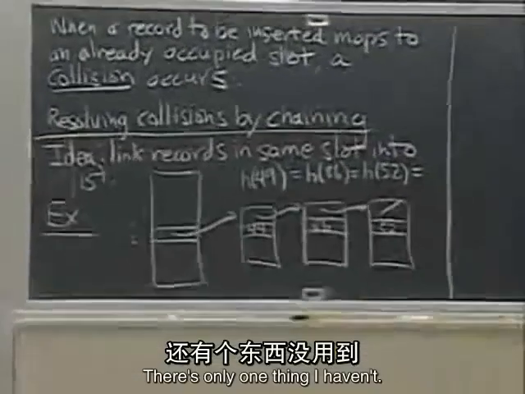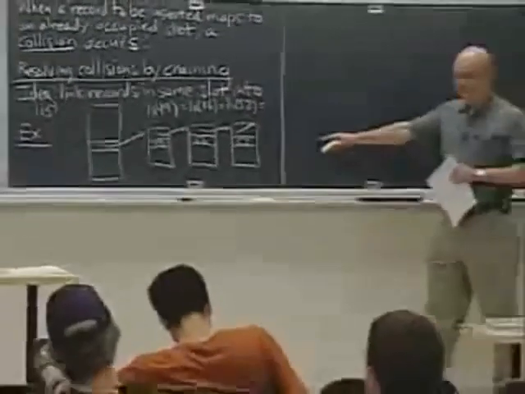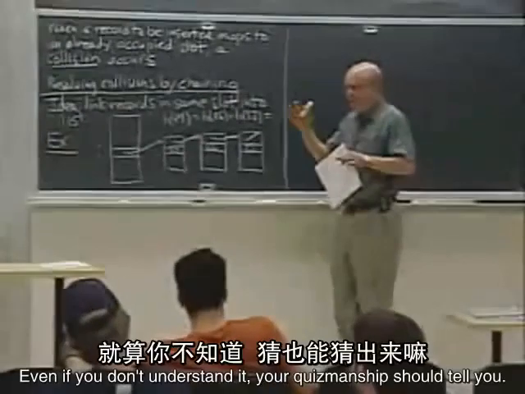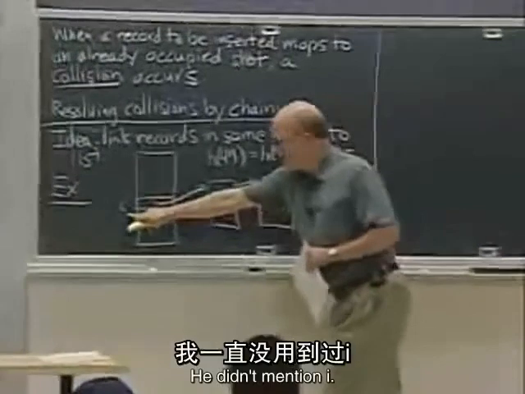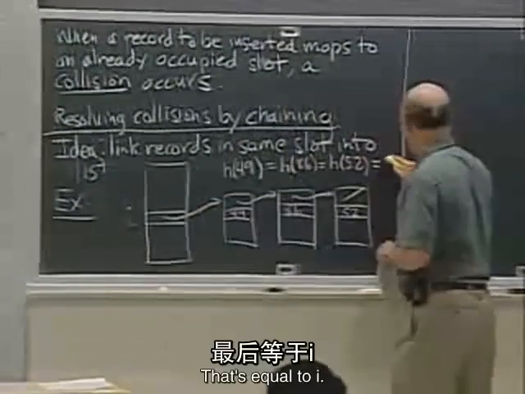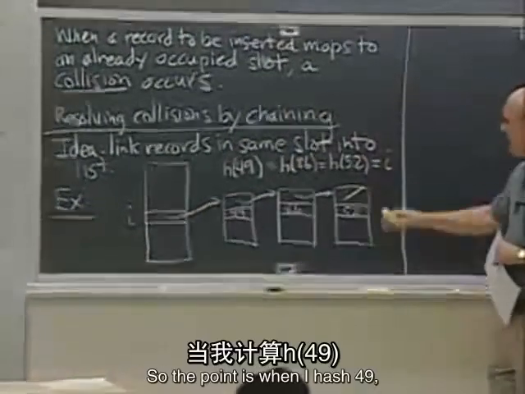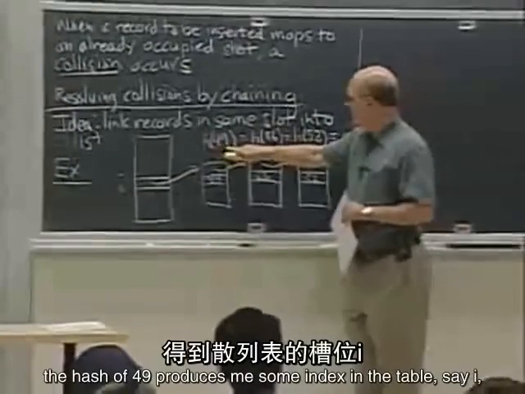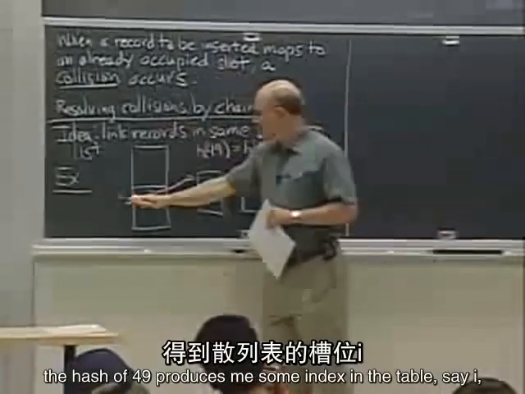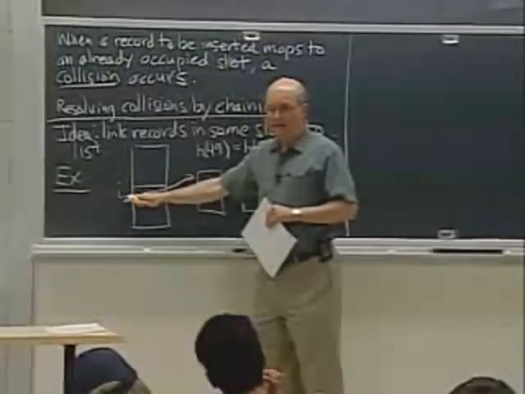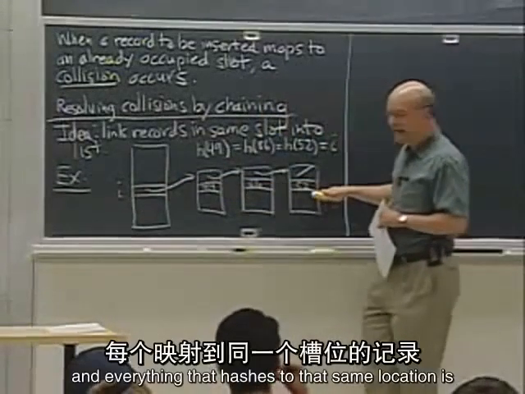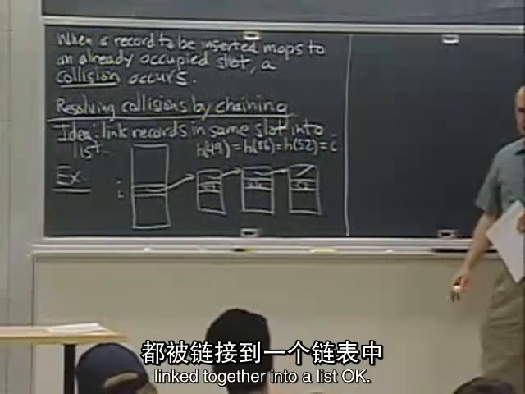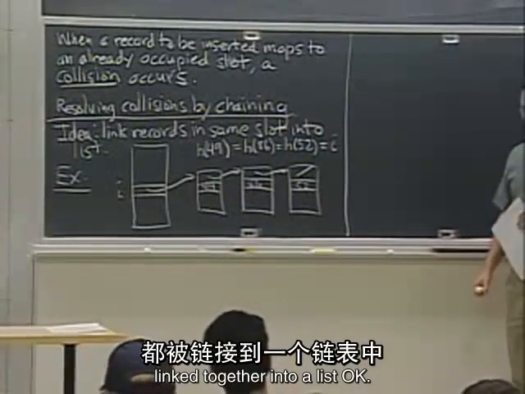There's only one thing I haven't. Good. Even if you don't understand it, your quizmanship should tell you he didn't mention I. That's equal to I. So the point is, when I hash 49, the hash of 49 produces some index in the table, say I, and everything that hashes to that same location is linked together into a list. Every record.